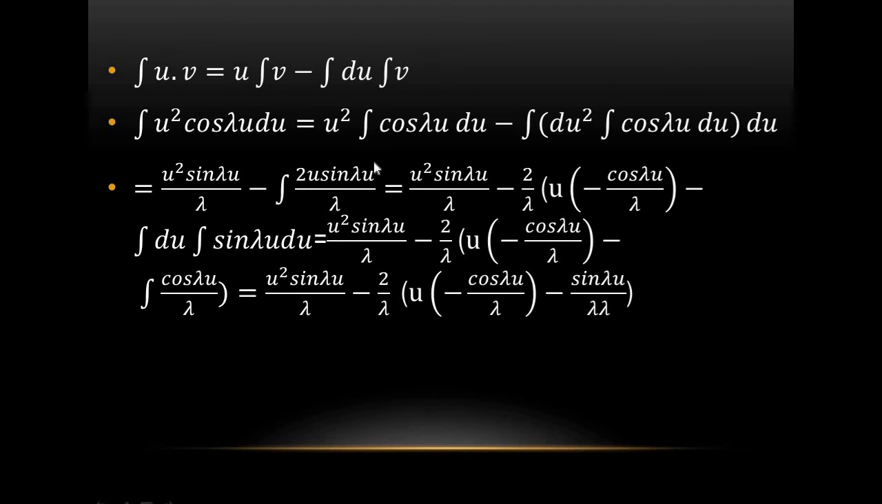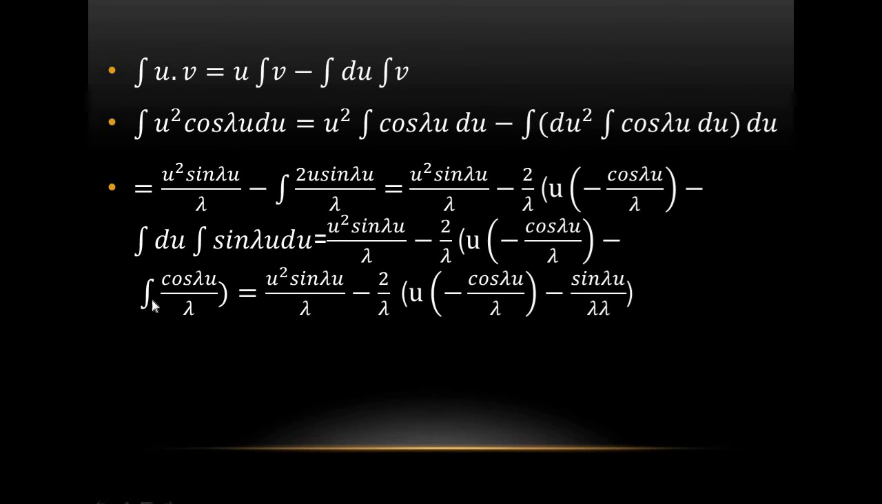Now here we have to use integration by parts again on the term x into sin lambda x. So here x as it is, integration of sin lambda x is nothing but minus cos lambda x upon lambda, minus integration of derivative of x, integration of sin lambda x dx. So that is equal to x square sin lambda x upon lambda as it is, minus 2 upon lambda in bracket x minus cos lambda x upon lambda, minus, so integration of sin lambda x is minus cos lambda x upon lambda. Okay, so minus minus becomes plus here.